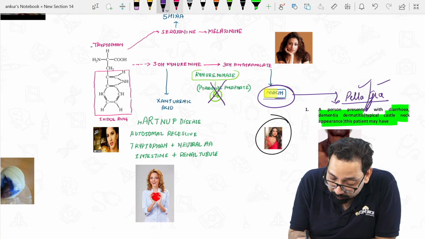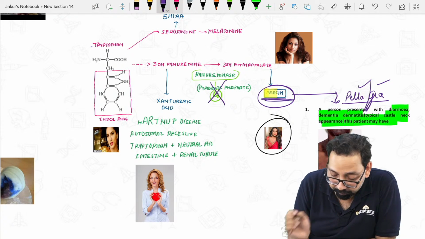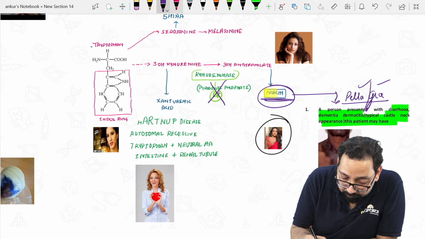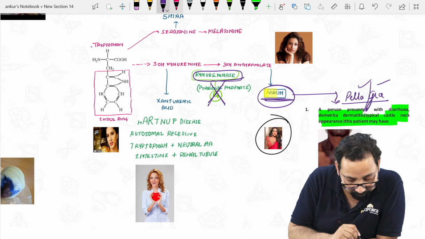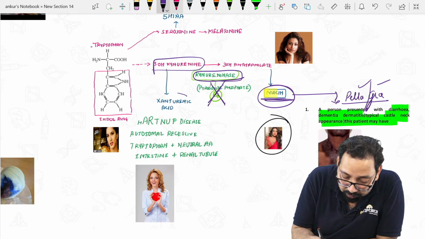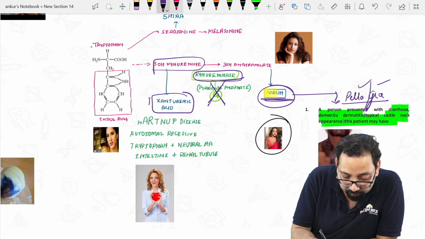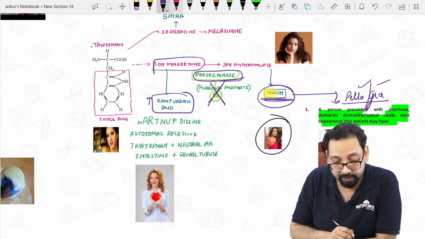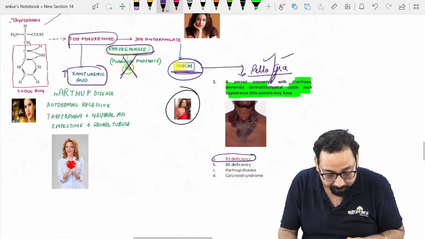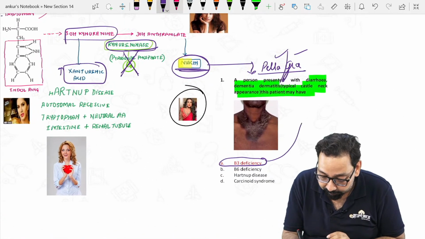Niacin deficiency, pellagra. And in B6 deficiency, kynureninase will not be active, so kynurenine will be converted to xanthurenic acid, so there is increased xanthurenic acid. So if B3 is deficient, then this is the picture.